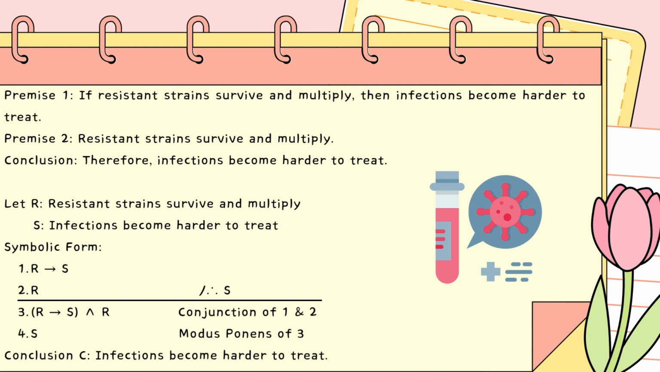Now, we need to prove the validity. Conjunction of 1 and 2, which is R implies S and R. According to the modus ponens rule, we will get S. So the conclusion C is infection becomes harder to treat.